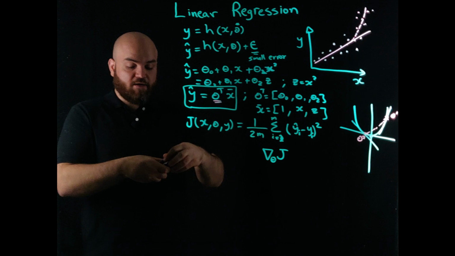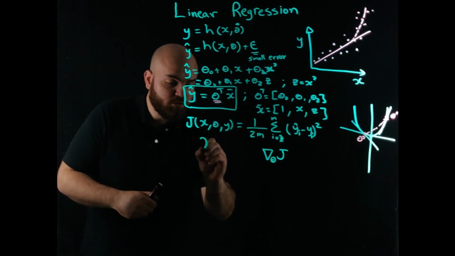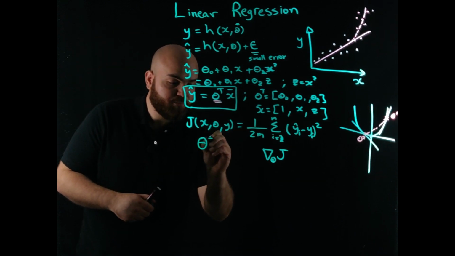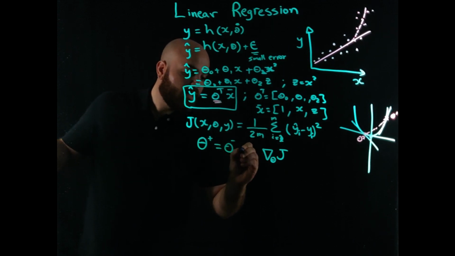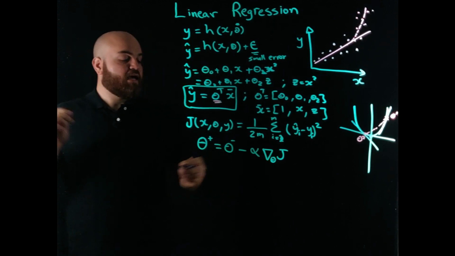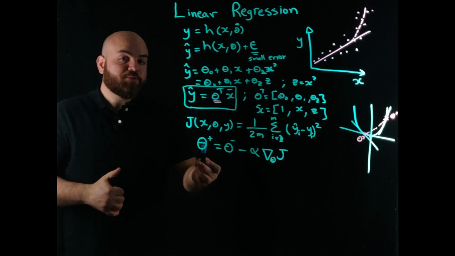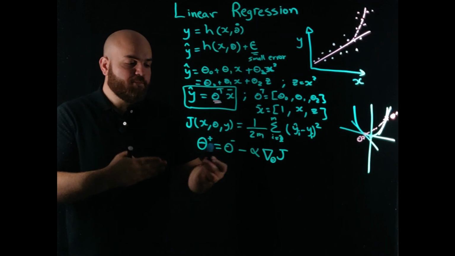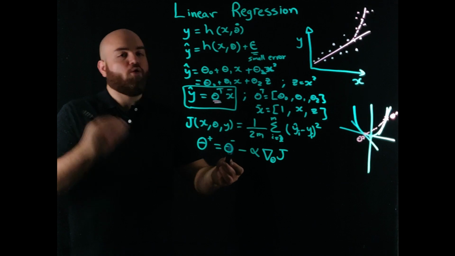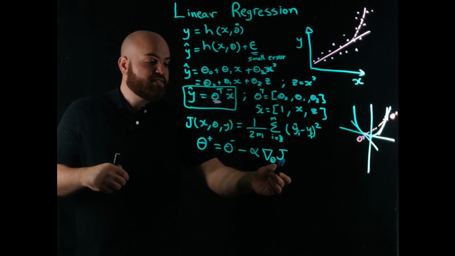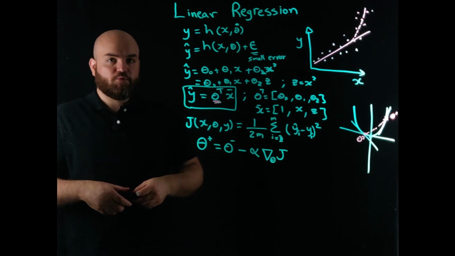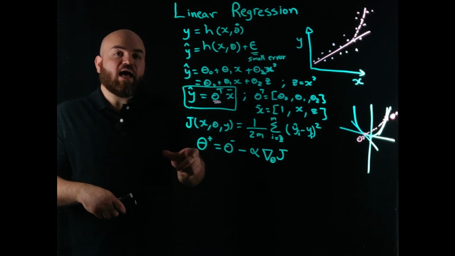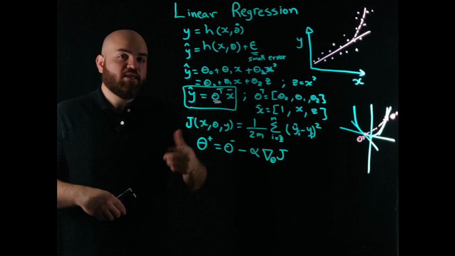And that's the idea here, that I can compute theta plus equals theta minus alpha times the gradient. Now, theta plus is the new value of theta. Theta minus is the current or old value of theta. And this is the gradient of the cost function. Alpha is a scaling parameter that dictates the size of the step that I take in that direction.